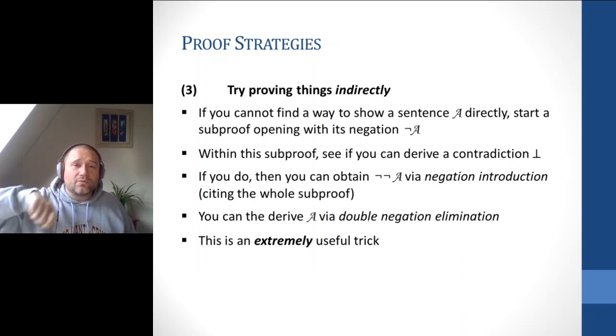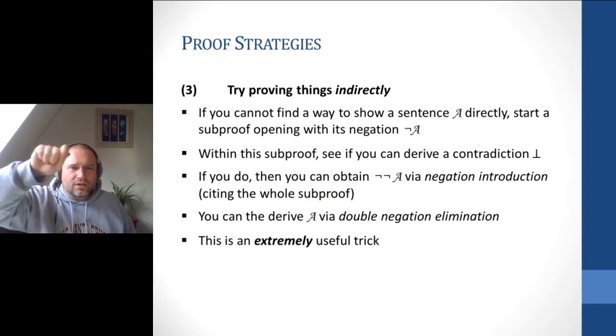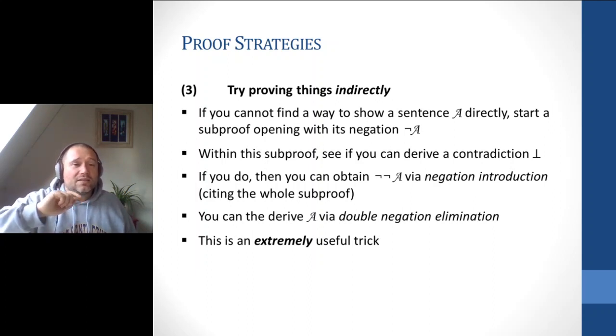Because what does your subproof show? Your subproof shows that if not A was true, then a contradiction would be true. We don't want contradictions to be true, so it's not the case that not A is true. That is, not A. Now the nice thing is, not A, you can then apply double negation elimination and give you A.